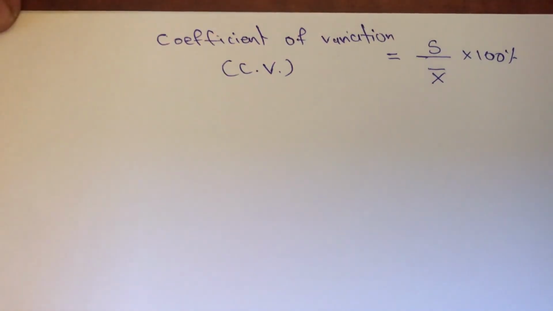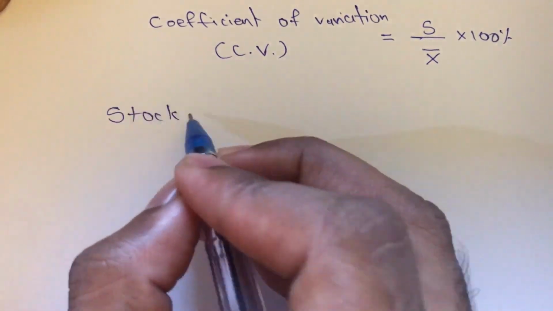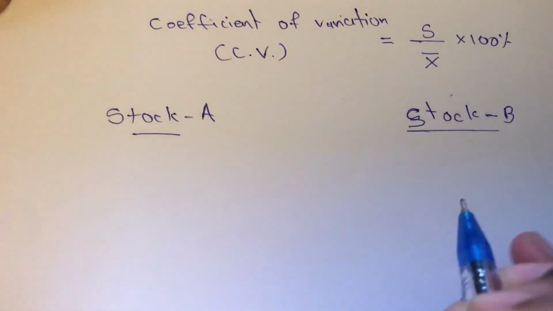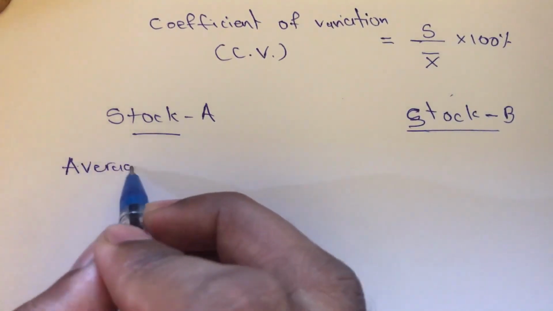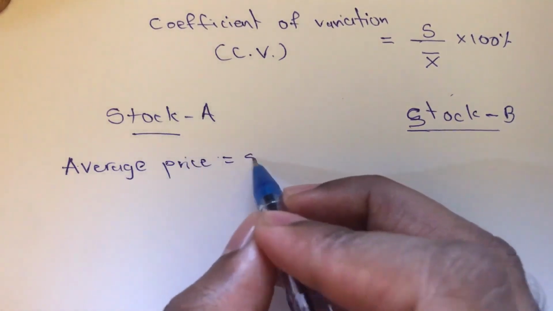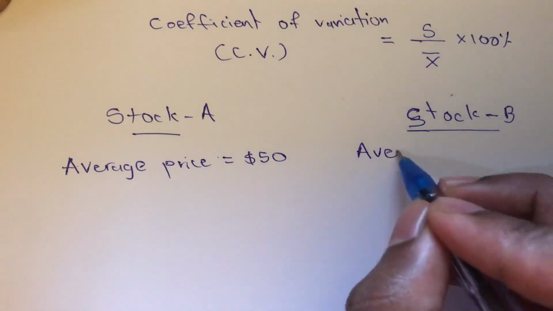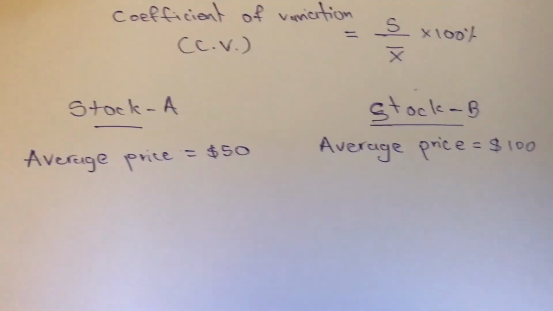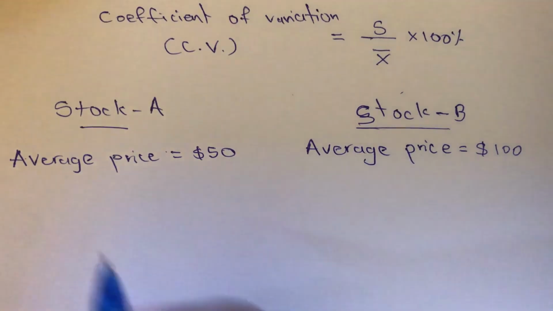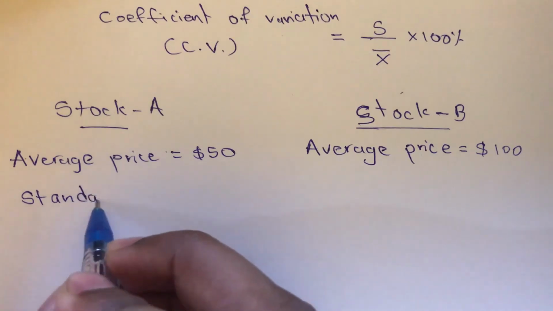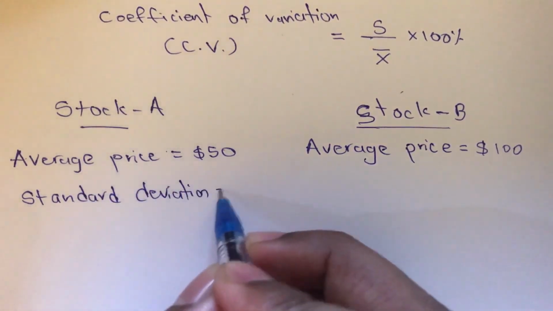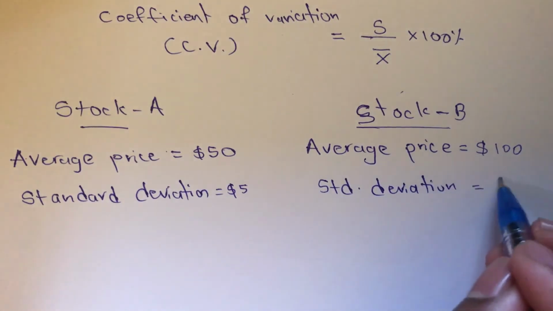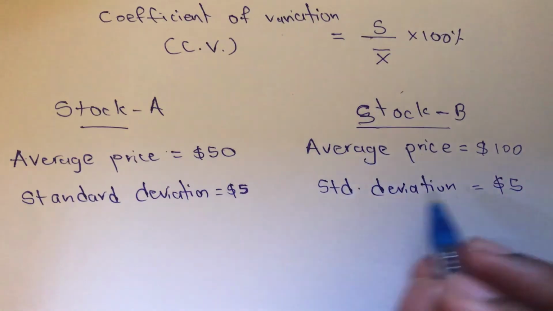Right, so let's take an example of two stocks. Let's name them stock A and stock B. So we have two stocks and you're given the average price of stock A for last year as $50, and for stock B the average price for last year is given by $100. And also for stock A you're given the standard deviation, which is $5, and for stock B the standard deviation is also $5. So the standard deviations are the same.